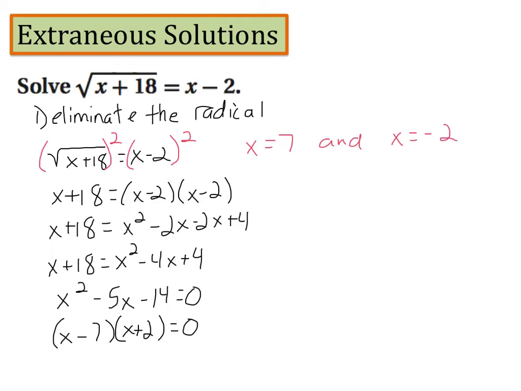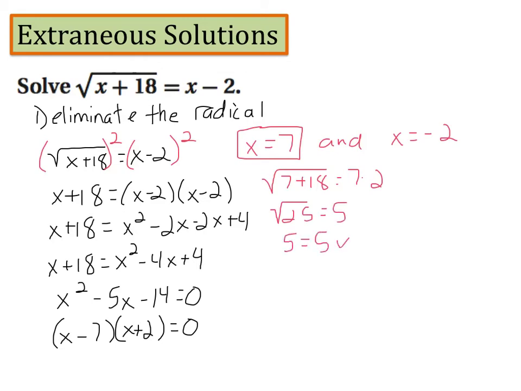So now let's check these solutions and see if they work. So let's try x equals 7 first. If I plug in 7 to our original equation, I have the square root of 7 plus 18 equals 7 minus 2. 7 plus 18 is 25. 7 minus 2 is 5. The square root of 25 is 5. 5 equals 5, that works.